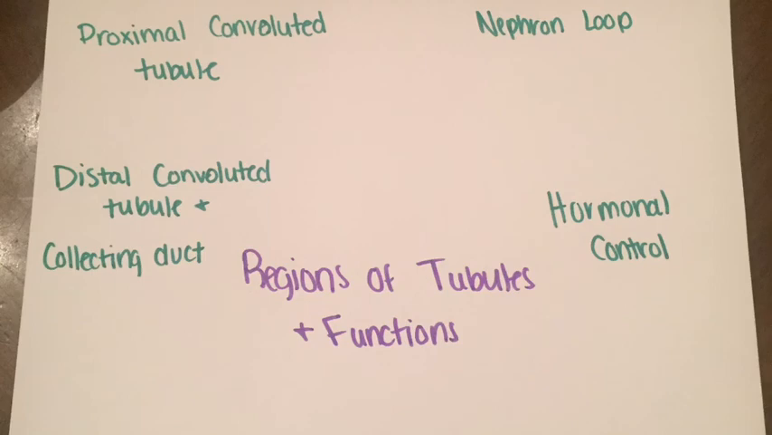Functions of the nephron loop: it reabsorbs water, sodium, and chloride. The descending limb is freely permeable to water but not salt. Ascending limb is impermeable to water, permeable to sodium and chloride.